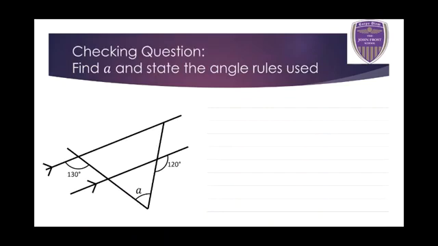Looking at the shape here, we need to find angle A and state the angle rules that we've used along the way. So pause the video and have a go. Make sure to draw the diagram and label it up. You can use other letters for missing angles, and that'll make your work nice and neat and tidy. So pause the video and have a go.